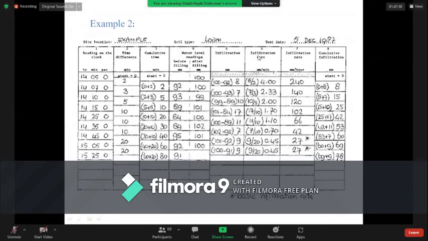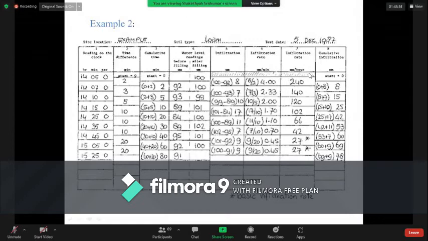After that, the infiltration rate. So what is the infiltration rate? Infiltration over time. So infiltration is 8 millimeter. The time difference is 2. So what is the infiltration rate? 8 by 2 is 4 millimeter per minute. For the next time interval, the infiltration is 7. The time interval is 3. So 7 by 3 is 2.33. For the next one, the infiltration is 10. The time interval is 5. So 10 by 5 is 2 millimeter per minute.